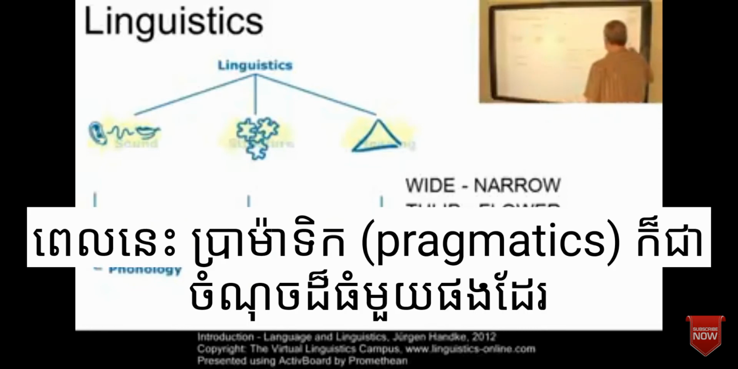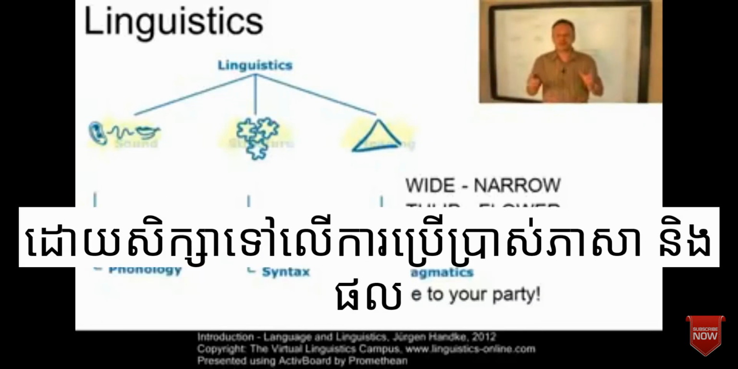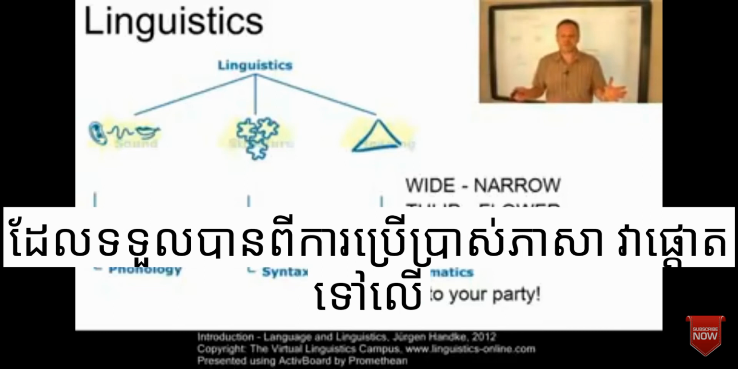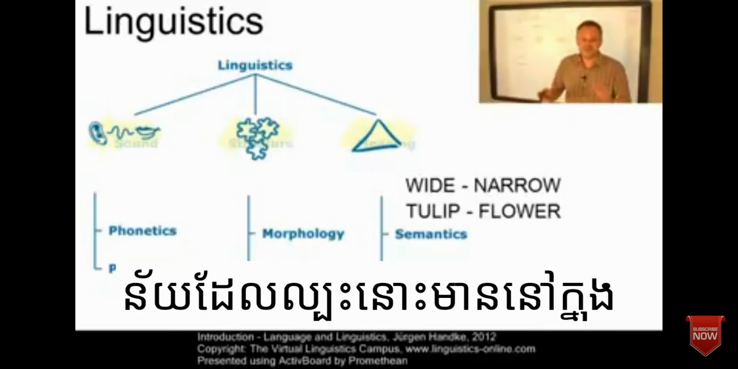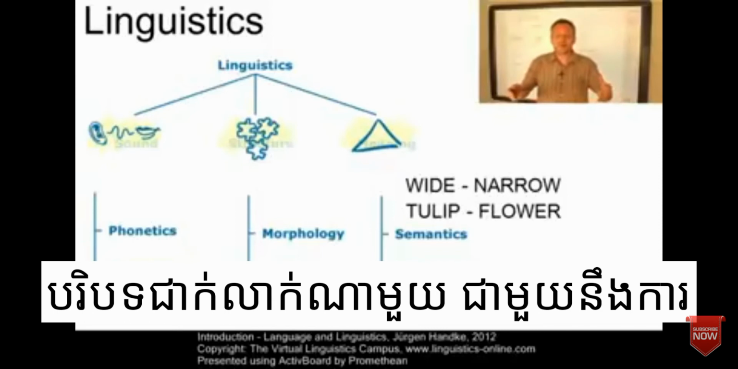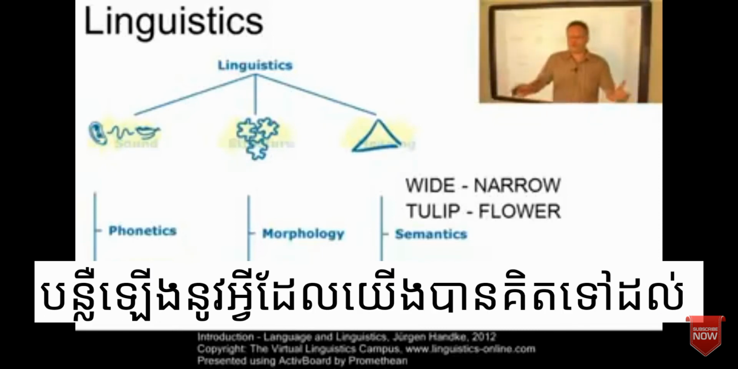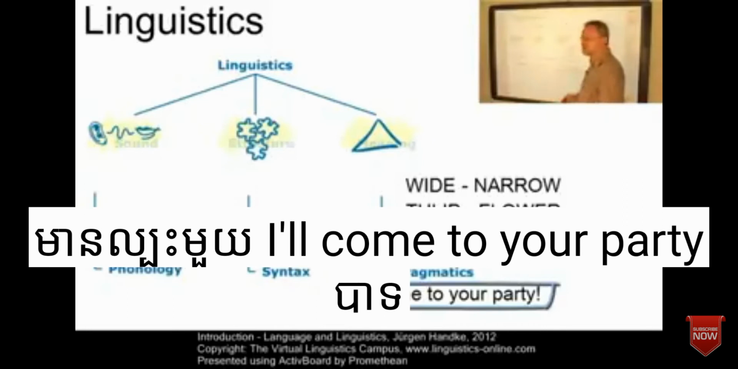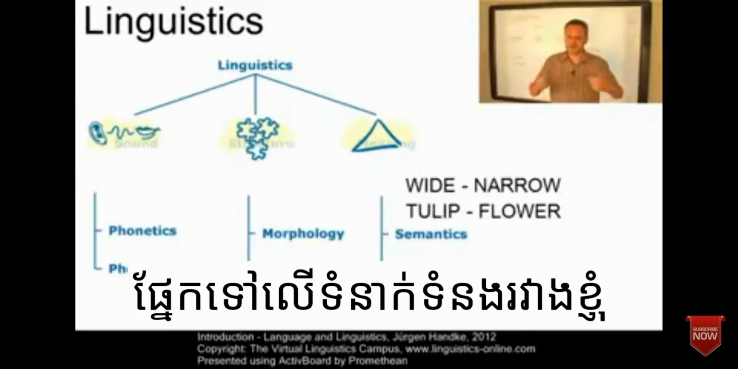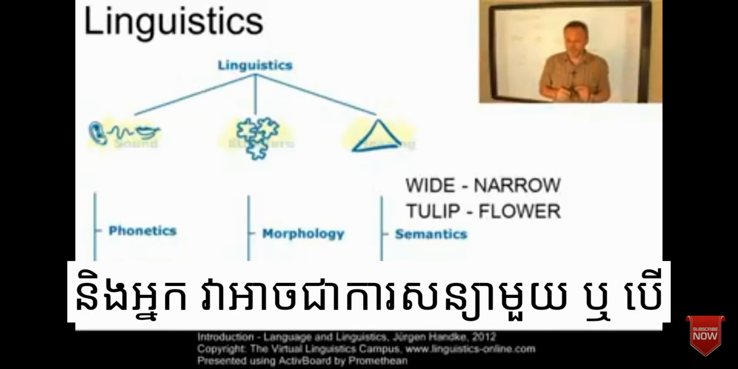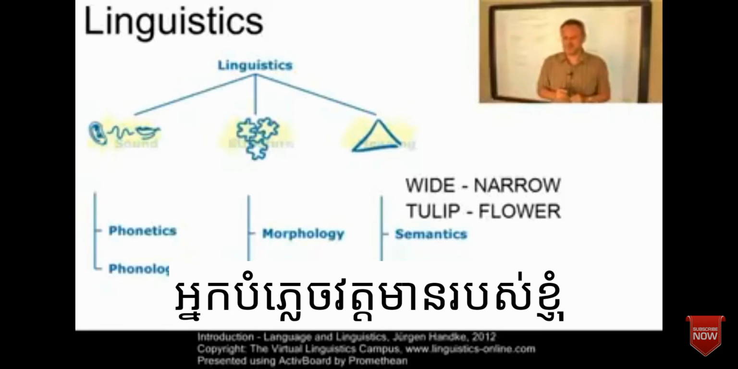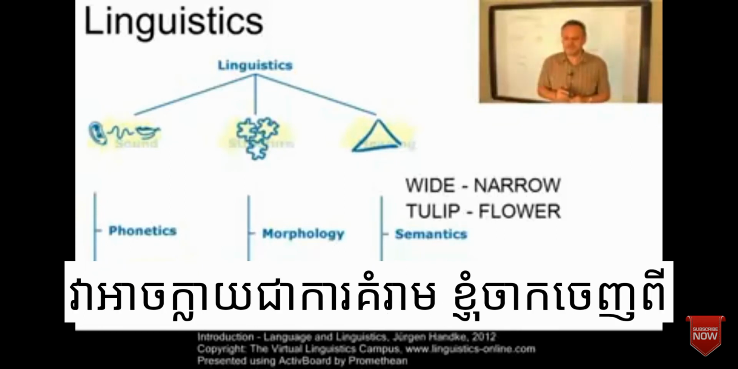Now, pragmatics is an even wider area. It is the branch of linguistics that studies the use of language and its effects. It is concerned with the meanings that sentences have in particular contexts in which they are uttered. What do you think about this sentence? "I'll come to your party." Well, depending on the relationship between me and you, it could be a promise, or if you'd rather dispense with my presence, it could be a warning. I'll leave it up to you.